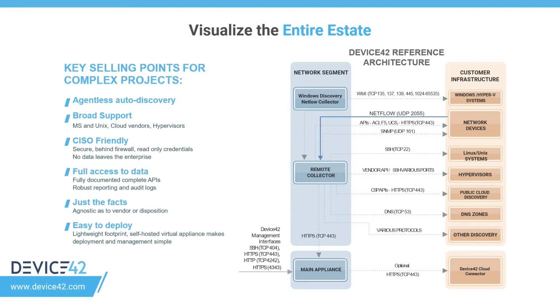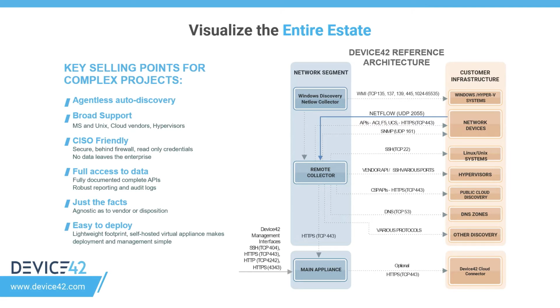Now the resources and sizing of that main appliance will vary based upon the engagement. We'll talk about that in a moment. Now the remote collectors are going to be where all the discoveries are run from, whether that is SSH, vendor APIs, or SNMP, against that customer infrastructure, as you can see on the right side.